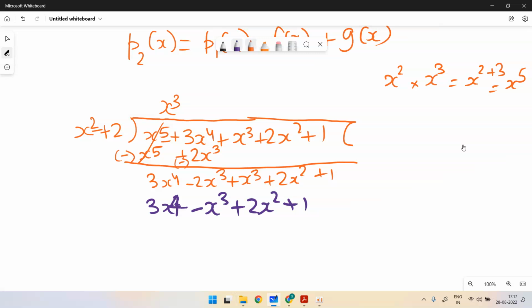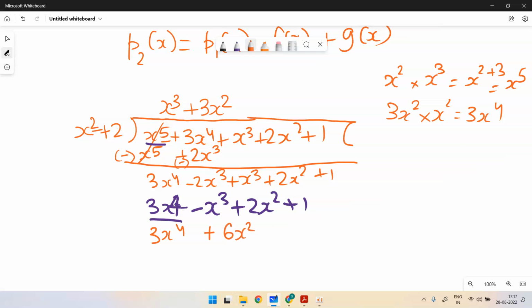It implies that plus 3x square, because 3x square into x square equals 3x4. And you only need to see the first number. Now, if you multiply by this, you get 3x4 plus 6x square. To subtract this, the 3x4 will get cancelled, and here it will be minus x cube minus 6x square plus 2x square plus 1.